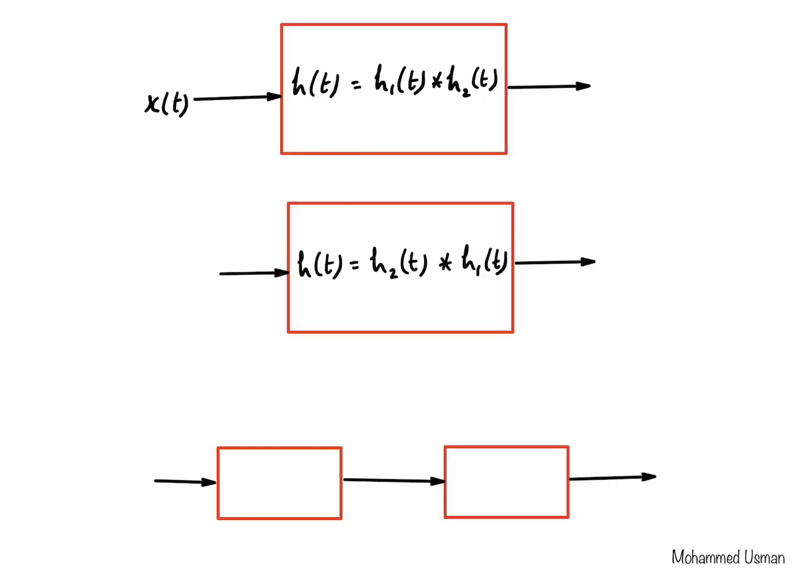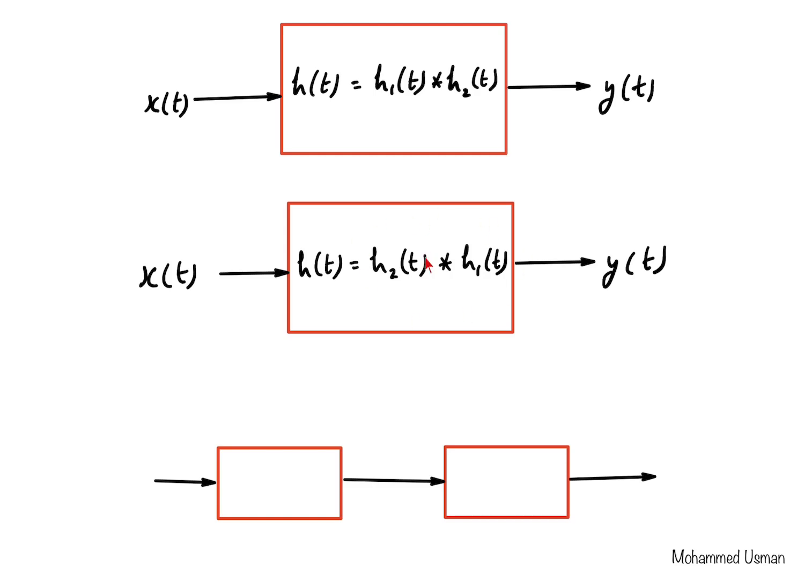So we have this single system now. Using the commutator property, we can interchange h1 and h2, so we get the same results. The same x of t will give us the same y of t for this one as well. So interchanging h2 of t and h1 of t in the convolution operation does not alter the result by the commutator property.